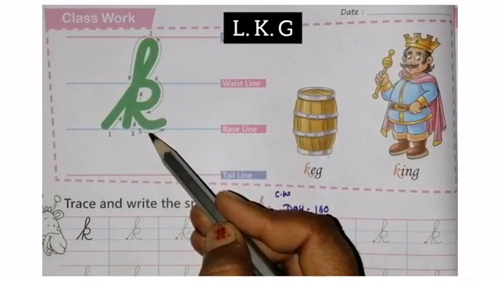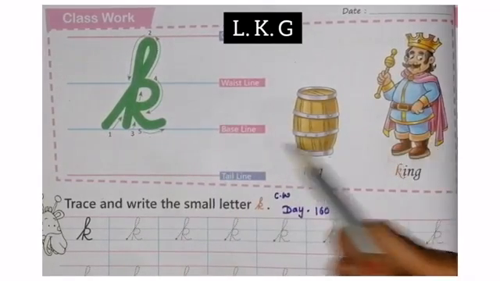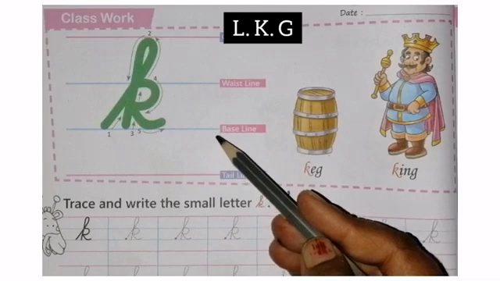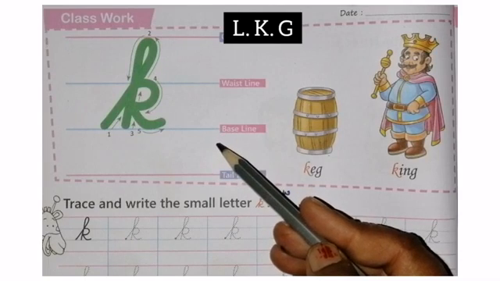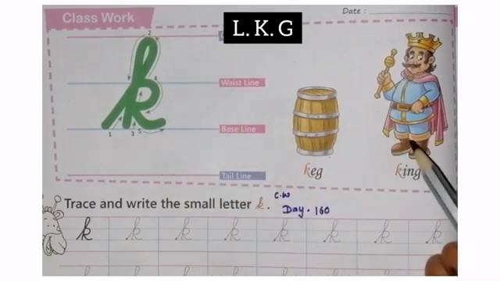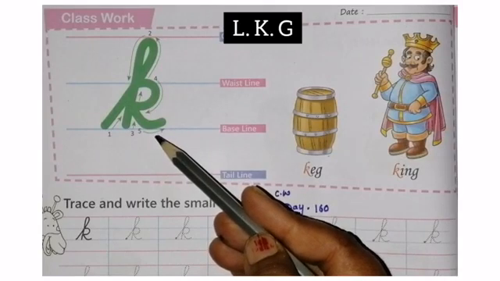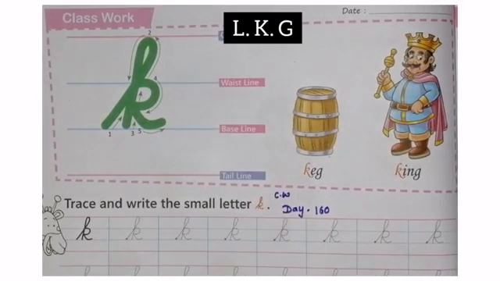K. K for keg, K for king, K for kite, K for kangaroo.